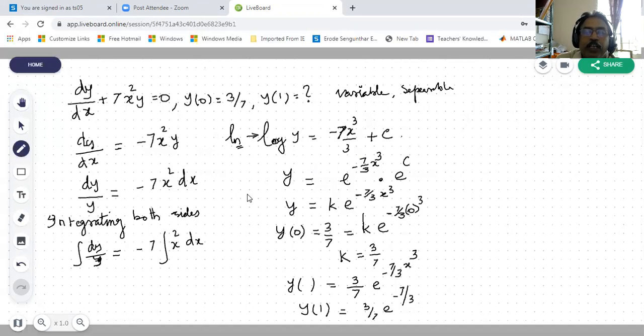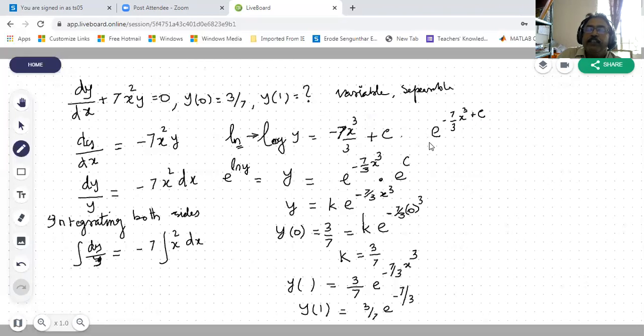Now we take exponential on both sides. e power ln y is equal to y, and e raised to the power minus 7 by 3 x cube plus c. The e power c part I have written as a constant k. So y is equal to k e power minus 7 by 3 x cube.